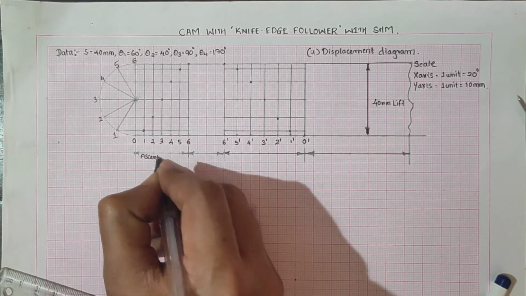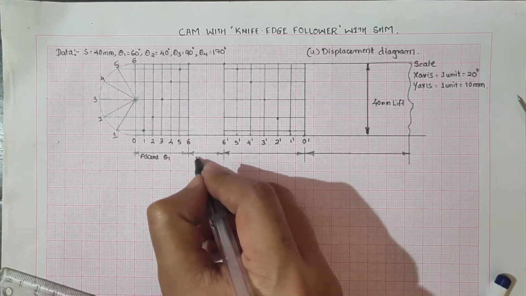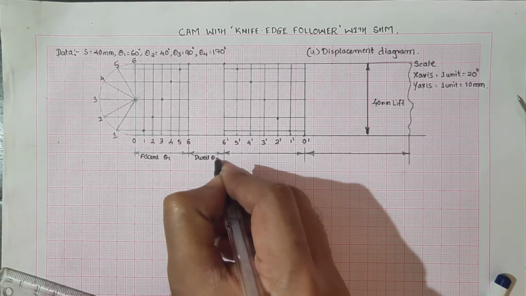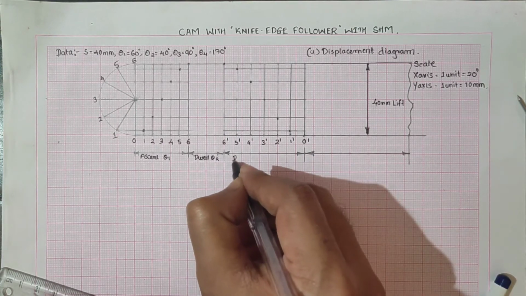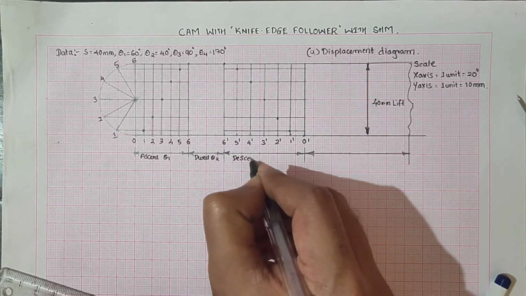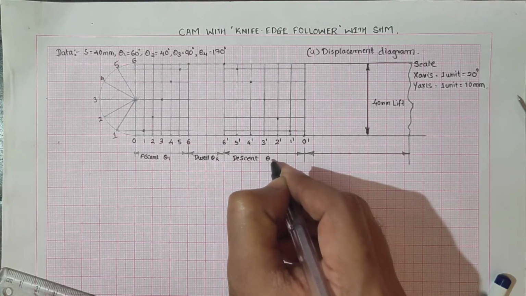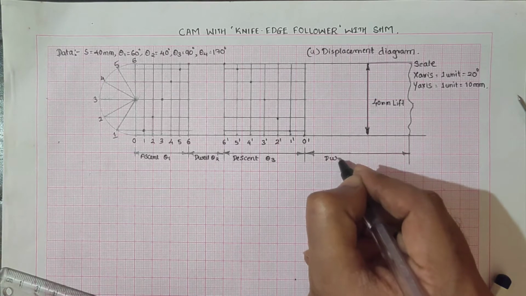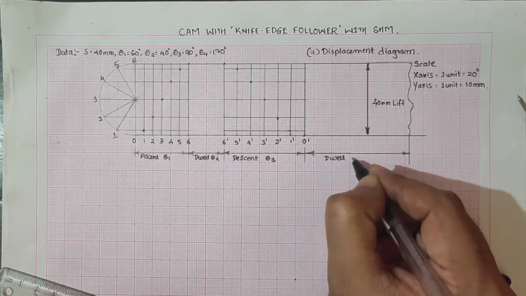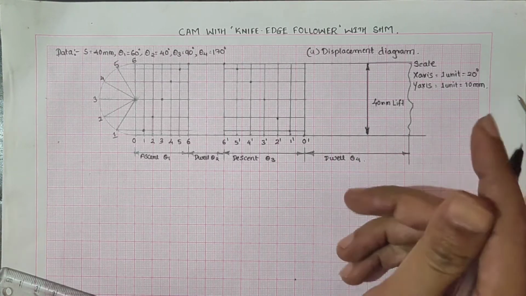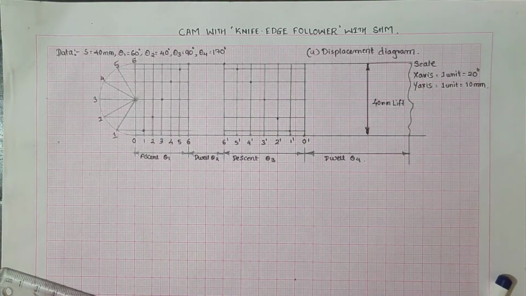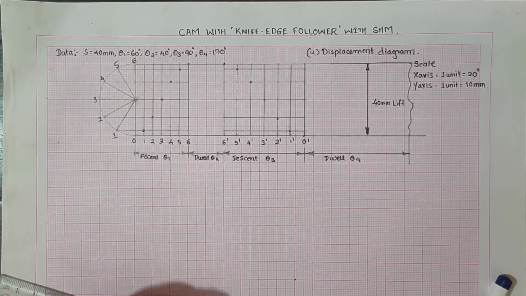Ascent theta 1, first dwell theta 2, descent theta 3, and last dwell, that is theta 4. So this completes our displacement diagram. Let's go for drawing the cam profile.